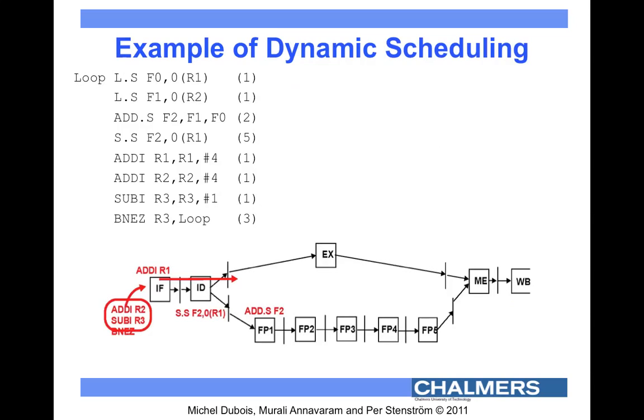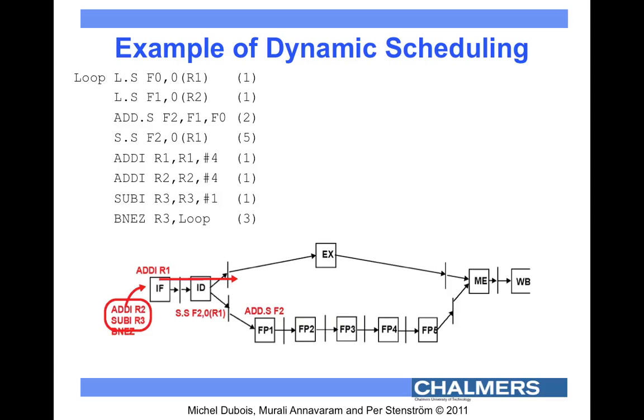So let's start with an example. Here we have again a pretty similar loop to what we have looked at before, but we don't do any code scheduling. So we have the two loads, followed by an add, and then followed by a store, and then some management code to increment the memory registers and the loop index variable.